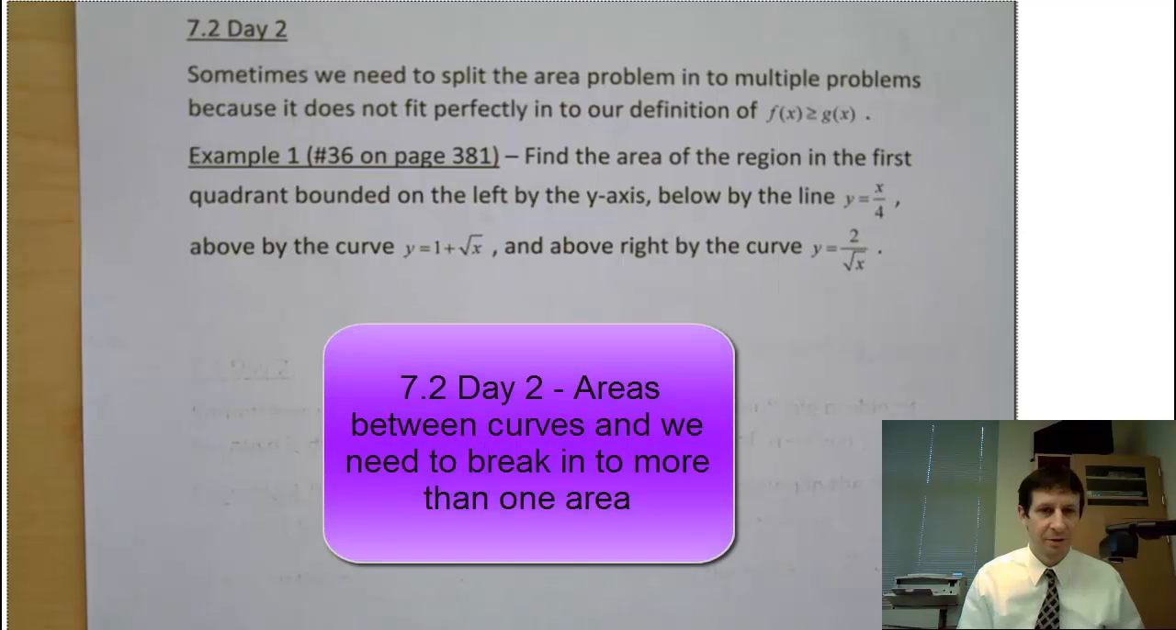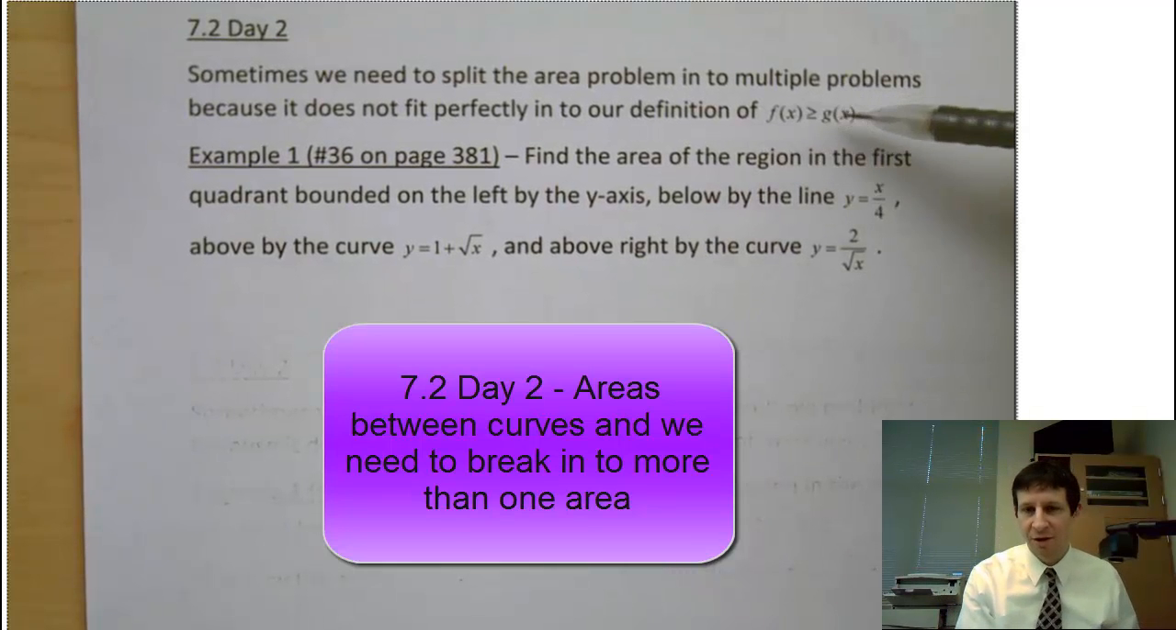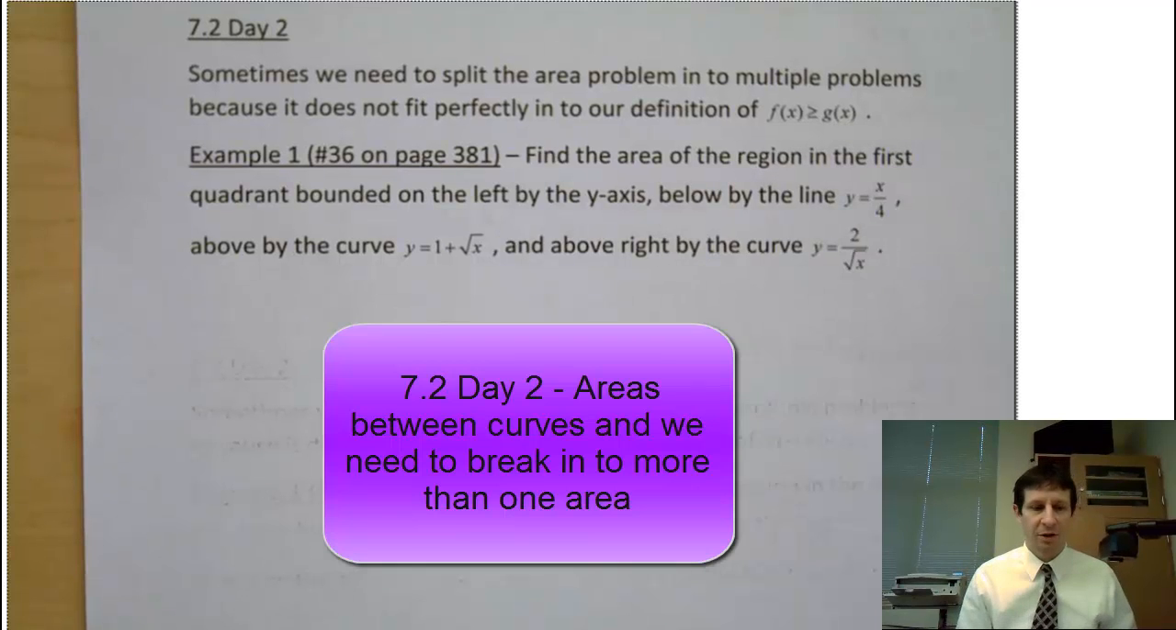What's up, everybody? We're going to talk about areas between curves again today. This is what I'm calling 7.2 day 2. In day 1, everything fit perfectly into our definition, and we always had one function larger than the other the entire time, and we were only talking about two functions.